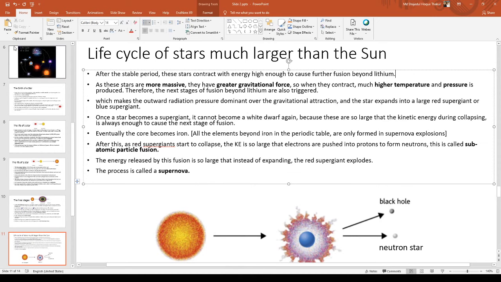So after the stable period, these stars contract with energy high enough to cause further fusion beyond lithium. Why? Because as these stars are more massive, they have greater gravitational force. So when they contract, much higher temperature and pressure is produced. Therefore, the next stages of fusion beyond lithium are also triggered, right?